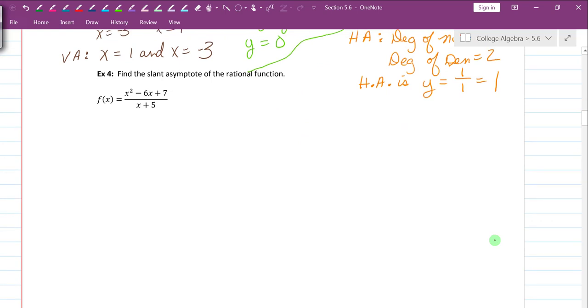Example 4, it says find the slant asymptote of the rational function.